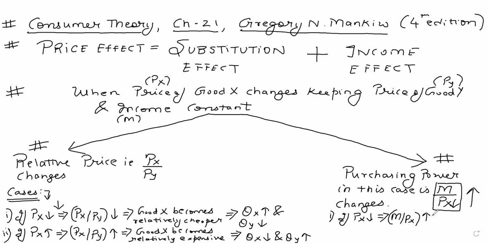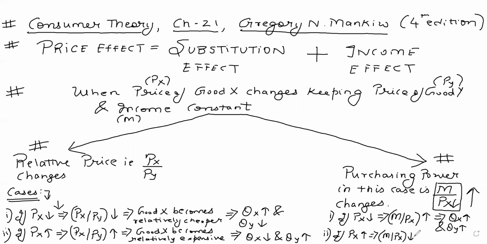If your real purchasing power has gone up, you can buy more of good X also. You can buy more of good Y also. And let's look at the second case. If price of good X rises, our purchasing power will fall, M by Px will fall.